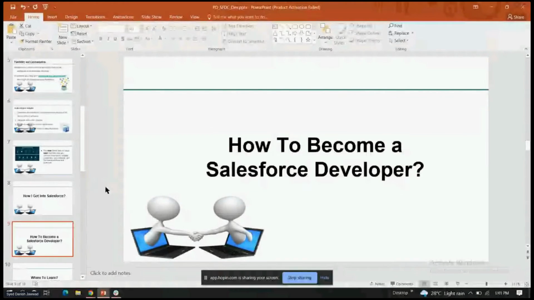Because when Salesforce Apex is concerned, it is almost similar to what we used to do in Java and such. So for you to become a Salesforce developer, I would suggest you get your hands on Java first, and then get into Salesforce. It will be much easier for you to pick things up here.